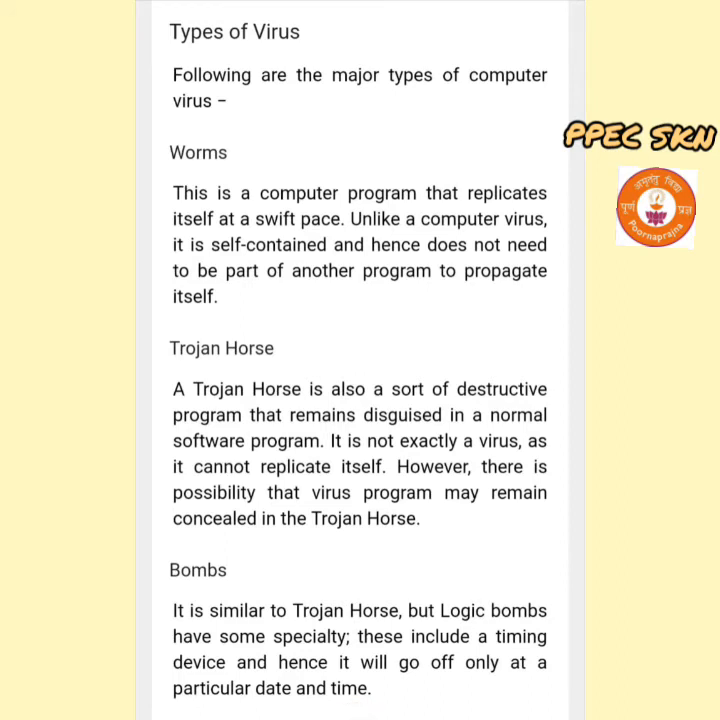So all these major types of computer viruses we can consider within three different terms: worms, Trojan horse and bombs. Previously we discussed different types of viruses, and now we will conclude all viruses under three different terms. First one is worms. What are worms? Some viruses have the capacity to replicate themselves. That type of virus we can conclude as worms. It is self-contained and hence does not need to be a part of another program to propagate itself.